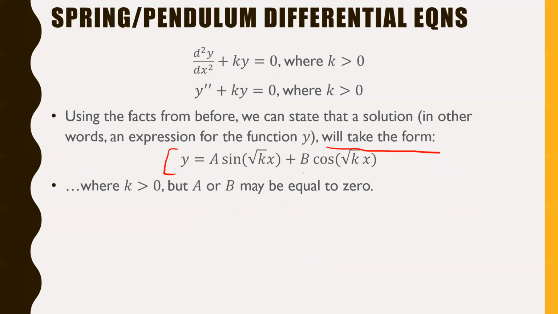Now, keep in mind, k has to be a positive number. If it wasn't a positive number, you'd have a square root of a negative, and we all know how that works. It doesn't, right? But a or b, or even, I guess, theoretically both, might be equal to 0. Maybe they won't be. Maybe some of them will be not 0. Maybe they'll both exist there. It'll depend on your initial conditions. Long story short, whenever you see a spring or a pendulum differential equation and you're trying to solve for a function for the displacement of the spring or pendulum, so in other words, you're solving for y, your answer is going to take this form.